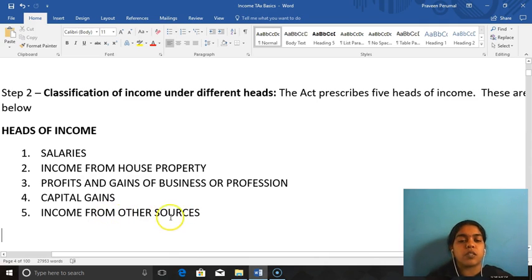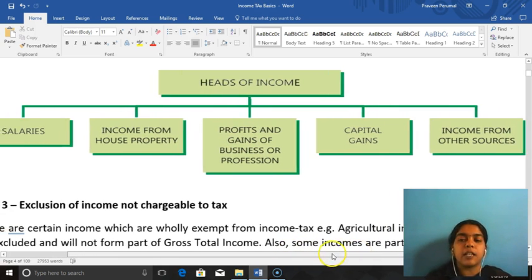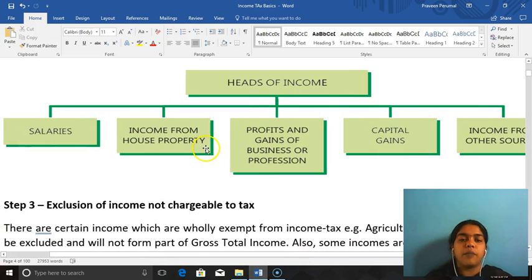Income from other sources. So this is the residuary head. There are some incomes which cannot fit into the other 4 heads. Therefore, they will automatically come in the 5th head, that is the residuary head, income from other sources. So the Act prescribes 5 heads of income: salaries, income from house property, profits and gains of business or profession, capital gains, and income from other sources. Income from other sources is called IFOS in short.